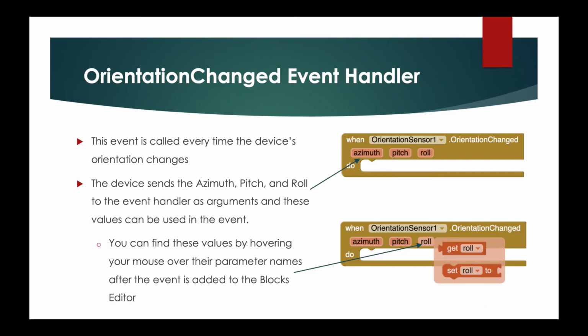The final component of this sensor is the orientation changed event handler. This event is called every time the device's orientation changes. The device sends the azimuth, pitch, and roll to the event handler as arguments, and these values can be used in the event. You can find these values by hovering your mouse over their parameter names after you add the event to the blocks editor.